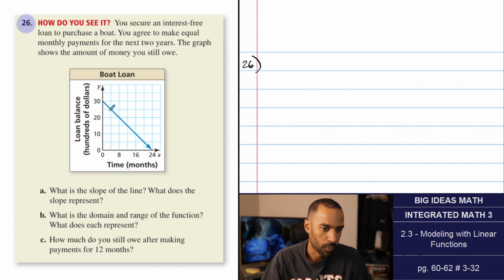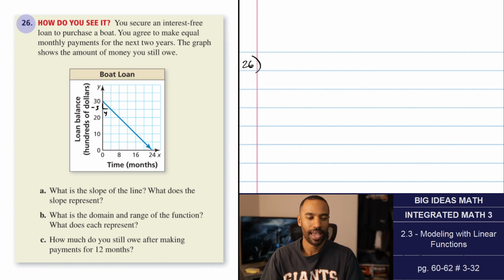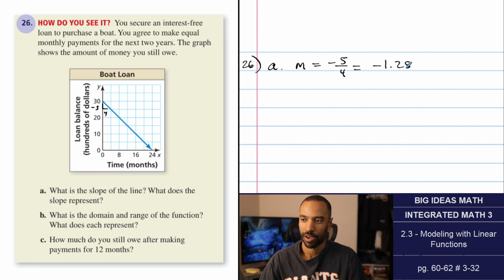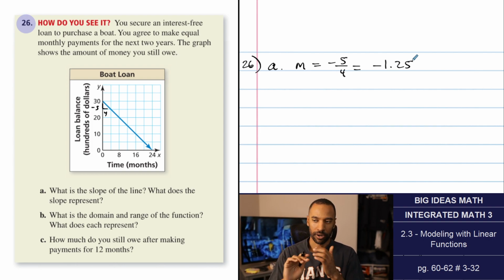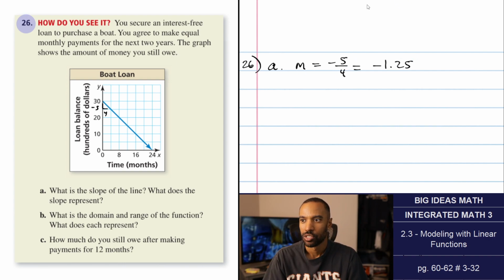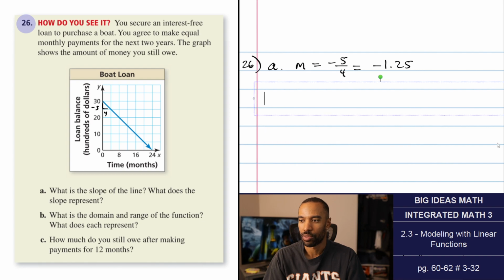So, it looks like a down 1 over 1 thing, but it's not actually 1. This is down 5 over 4. So on part A, the slope is negative 5 over 4, which is also negative 1.25. I'm trying to see which one is better to state right now. This is hundreds of dollars, by the way. So negative 1.25 hundred is negative $125. So let me do that one.